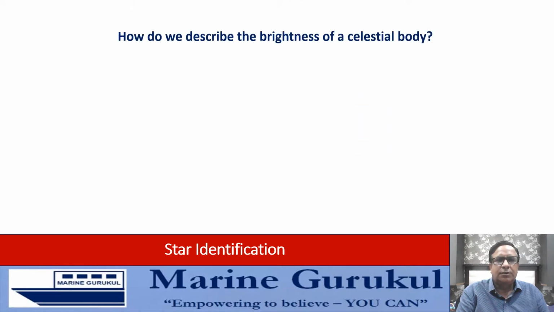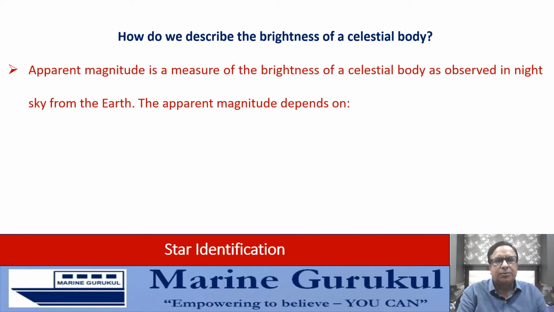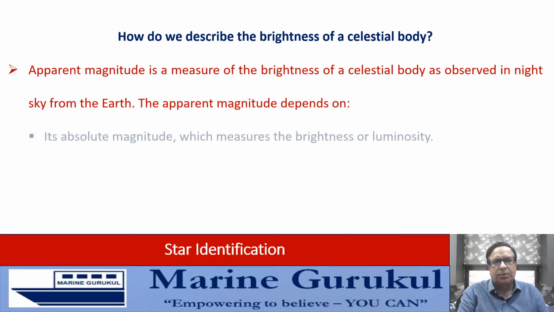We start our discussion by understanding the term that is used to describe the brightness of a celestial body, and that is the apparent magnitude, which is a measure of the brightness of a celestial body as observed in the night sky from the earth. Why are we interested in the apparent magnitude and not maybe something called absolute magnitude? Because we are interested in observing the body from the surface of the earth so that it can be used for taking observations.